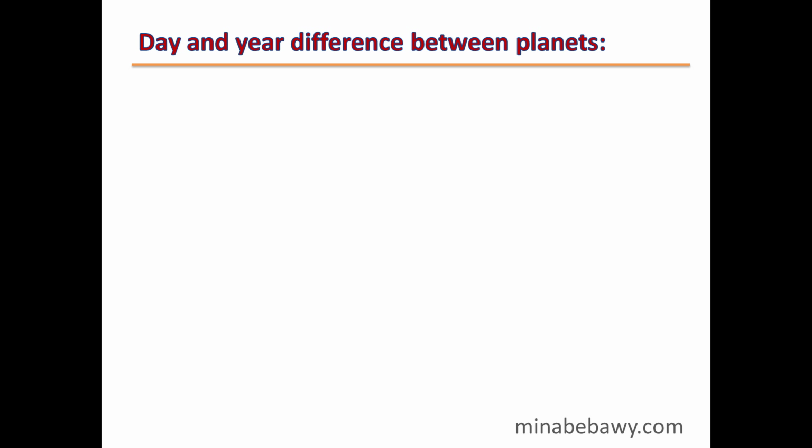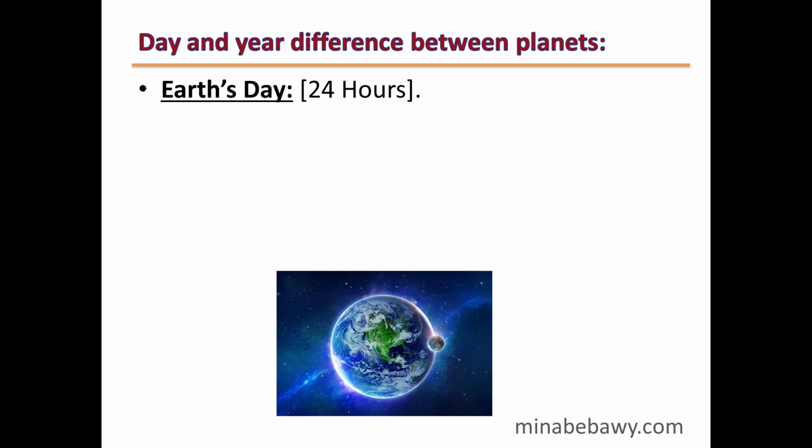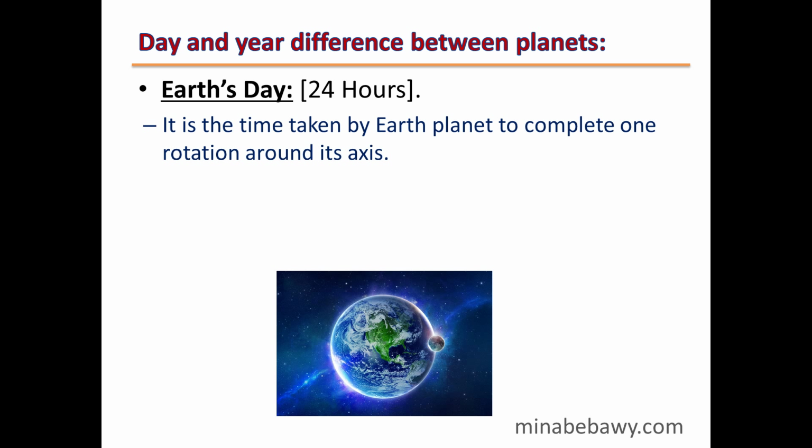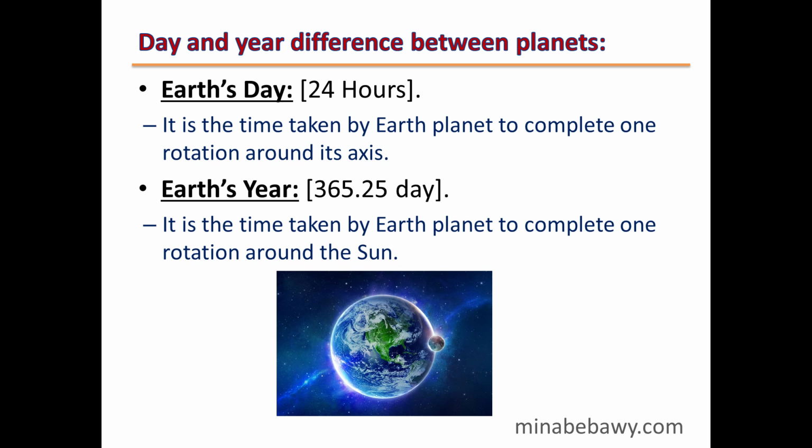Day and year difference between planets. Earth's day, 24 hours. It is the time taken by planet Earth to complete one rotation around its axis. Earth's year, which is equal to 365.25 days. It is the time taken by planet Earth to complete one rotation around the sun.